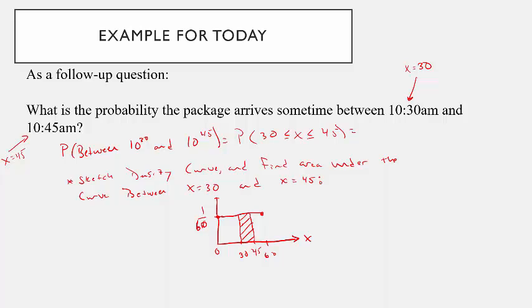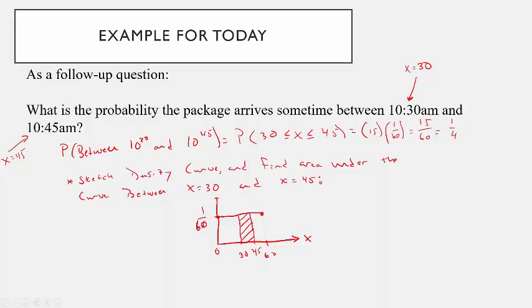Right there. So the area of this rectangle is length times width. The length from 30 to 45 is 15. The width never changes. It's still 1 over 60. So this is just 15 over 60, or 1/4. Which makes sense because that's a 15-minute window out of an hour. That's 1/4 of an hour. So I hope this helps, I hope this is starting to make sense.